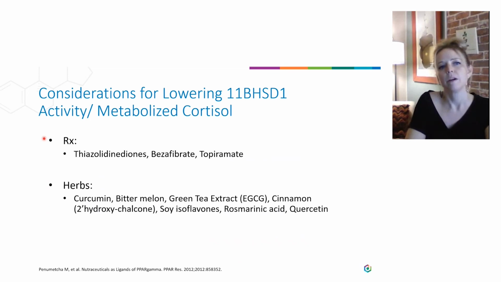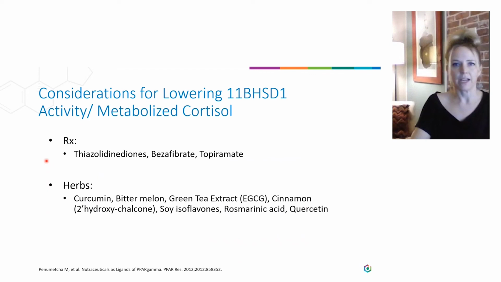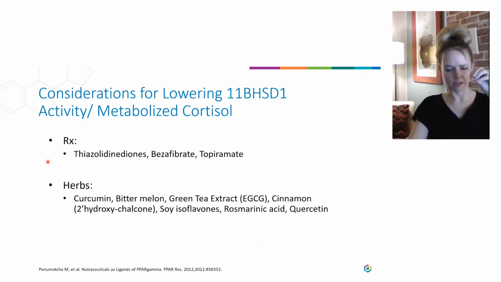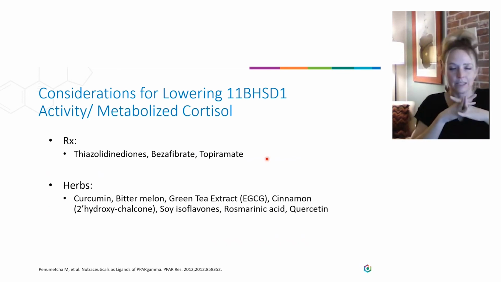So the pharmaceuticals out there that have been studied for lowering 11 beta HSD1 expression and activity in fat tissue are the thiazolidinediones. Those are like pioglitazone. That's probably the most famous one. Bezafibrate has been looked at for lowering 11 beta HSD1, and so is Topamax. All of these can be used in the setting of weight loss and high lipids and insulin resistance.